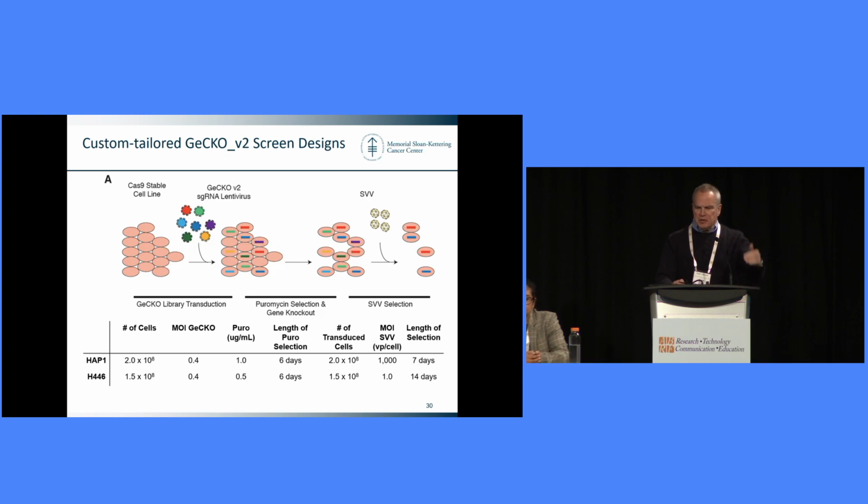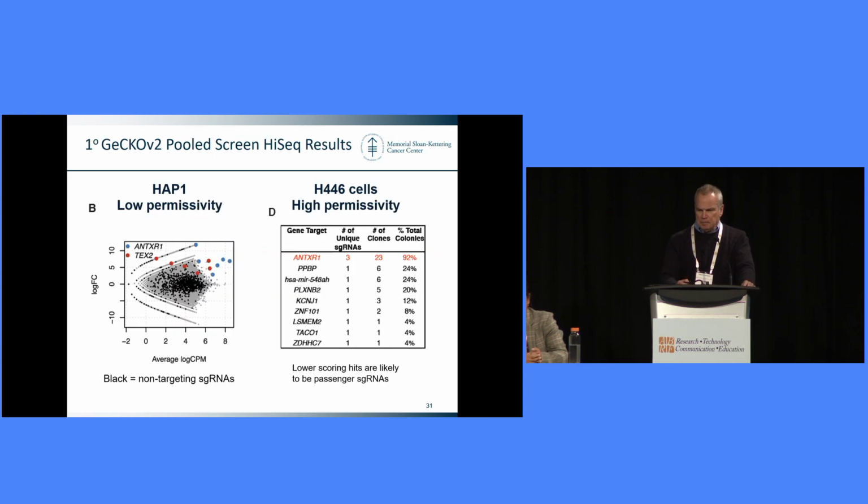We optimized it for the number of cells, for the puromycin selectivity. One cell grows faster than the other. The point of this slide is that we didn't do it one size fits all. We optimized it for each cell line.